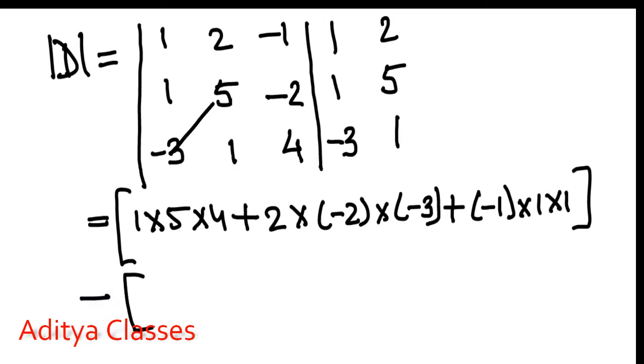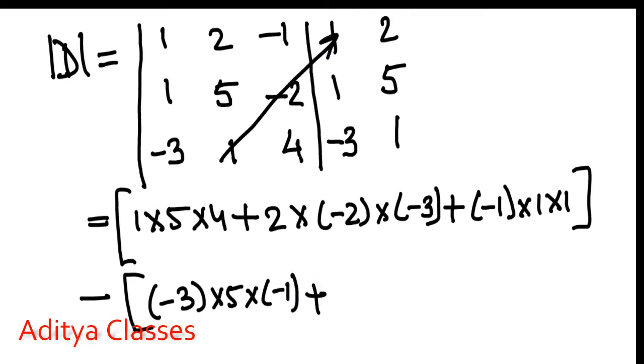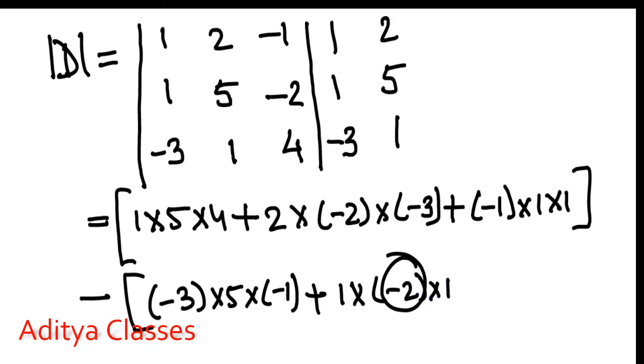This is our first diagonal. What is it? Minus 3, 5 and minus 1. What I said, hide these negative signs in brackets. Minus 3 multiplied by 5 multiplied by minus 1, plus the second diagonal. What is it? 1, minus 2 and 1. So 1 multiplied by minus 2 multiplied by 1. As soon as we see a negative sign, we hide it in a bracket. Done? And what is our last diagonal? It is 4 multiplied by 1 multiplied by 2. So plus the last diagonal, 4 multiplied by 1 multiplied by 2.